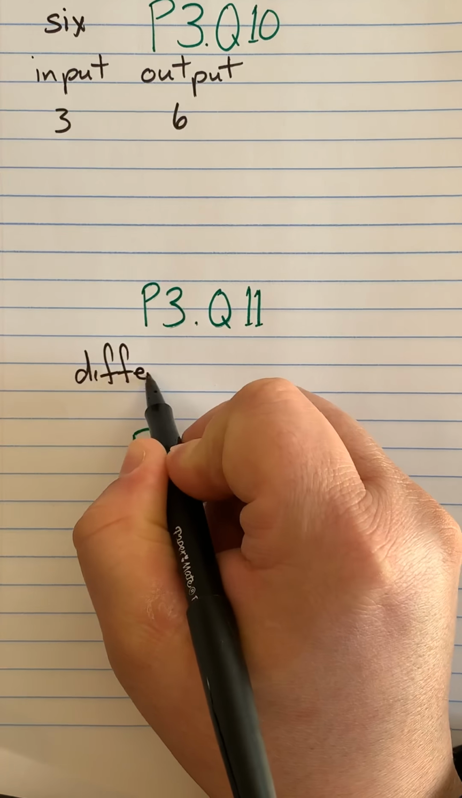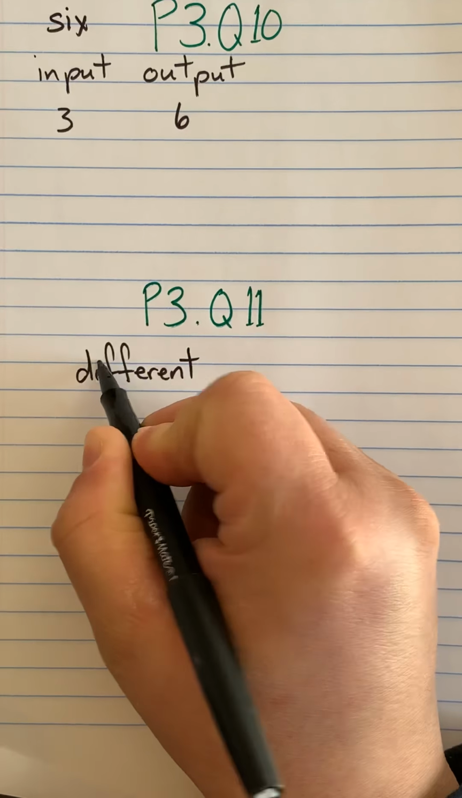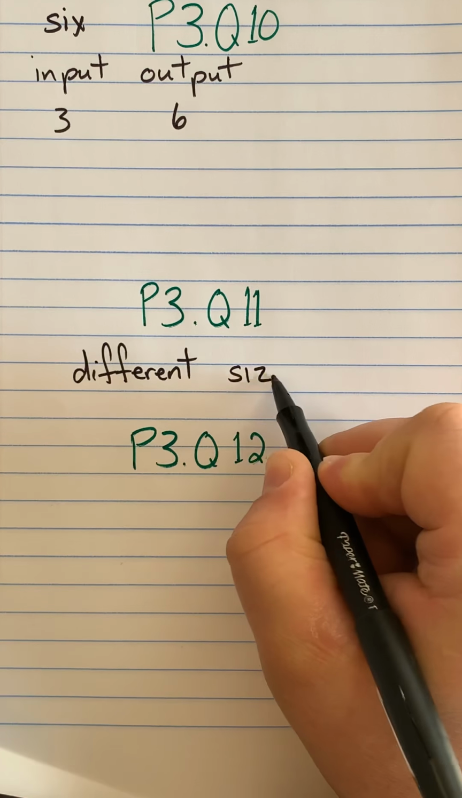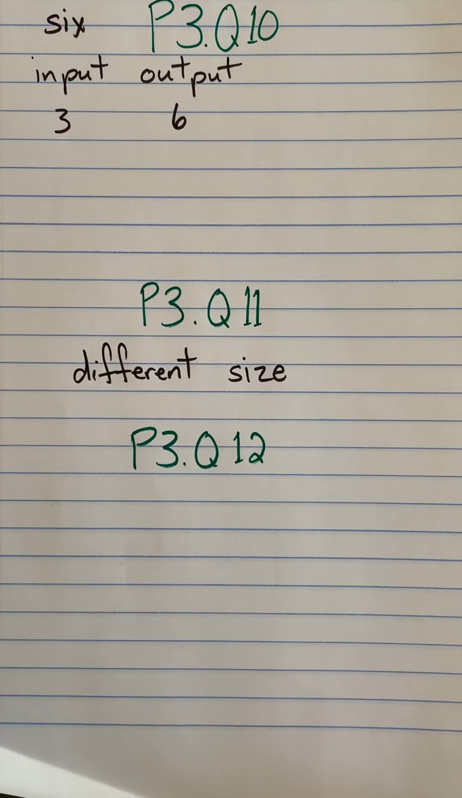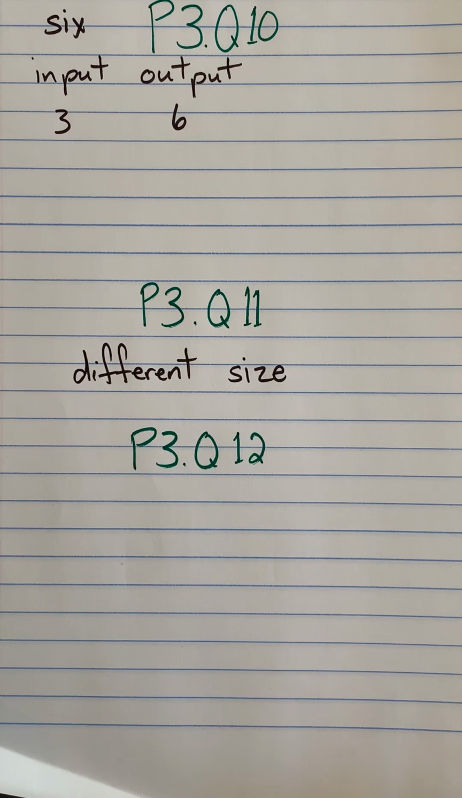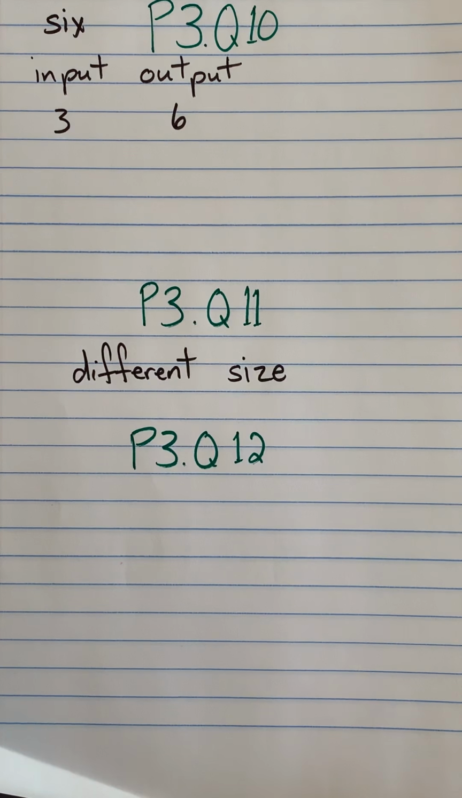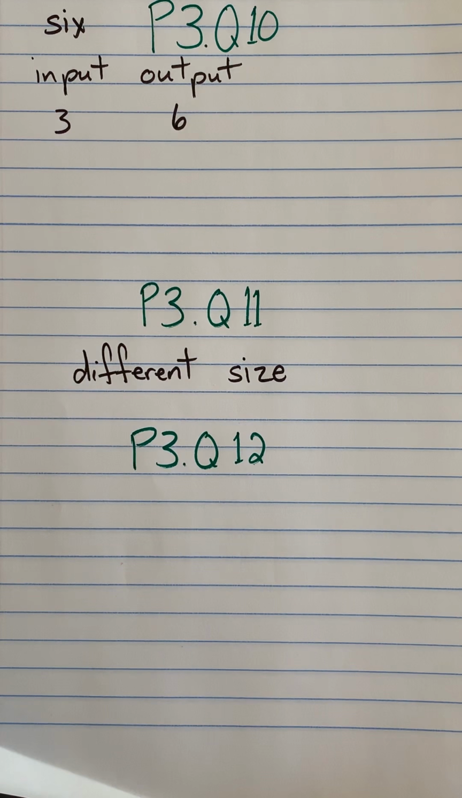All right, which transformation produces something that is a different size? And remember, we talked about the eye doctor and what happens to your pupils when you go to the eye doctor. Question 12, last one.